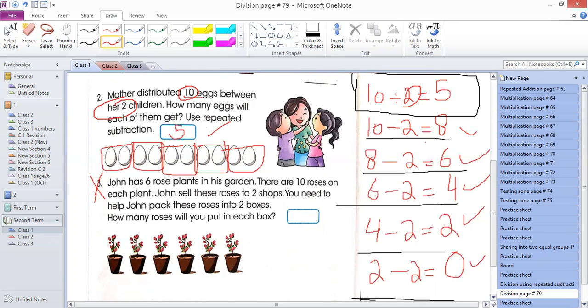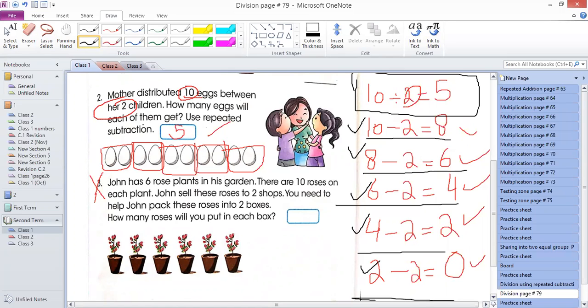So keep subtracting 2 from 10 until you get 0. 10 minus 2 is 8. 8 minus 2 is 6. 6 minus 2 is 4. 4 minus 2 is 2. And 2 minus 2 is 0. When you reach 0, check how many times you subtracted to reach 0. So you subtracted 1 time, 2 times, 3 times, 4 times, and 5 times. That's why the answer is 5. This division method is called the repeated subtraction method.